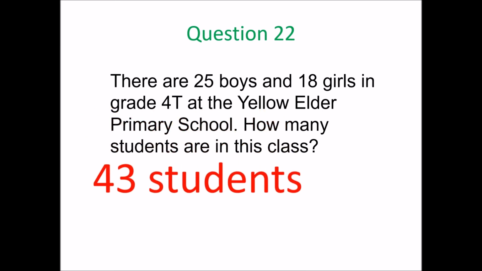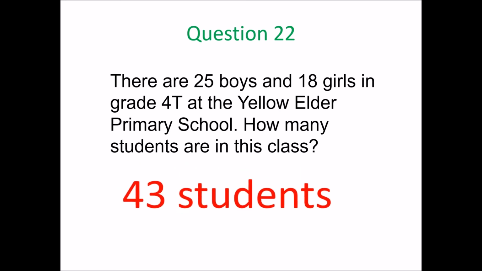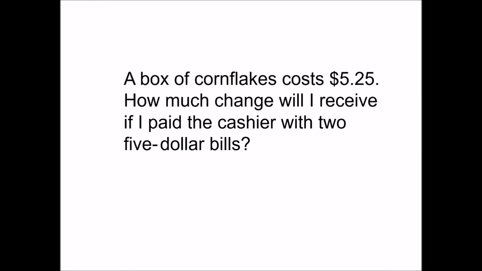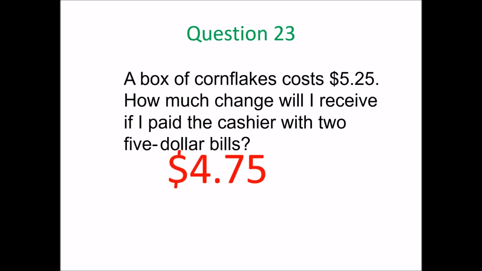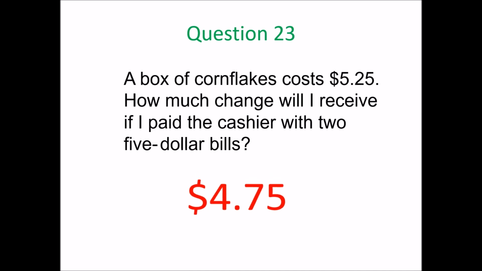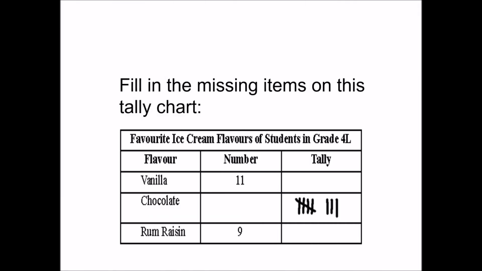And next, 25 boys and 18 girls in grade 4. How many students? 25 plus 18 is 43. You had to regroup to get that. Box of cornflakes costs $5.25. How much change will I receive if I pay the cash with 2 $5 bills? How much is 2 $5 bills? $10. $10 take away $5.25 leaves you with $4.75. Hope you got that correct.